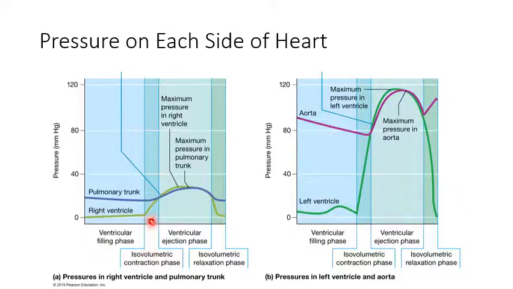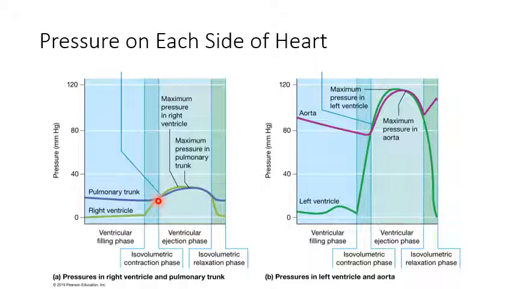Then you have the isovolumetric contraction phase, in which the ventricle contracts and the pressure in the ventricle rises. So first it's going to rise above the pressure in the atria, meaning that the AV valve will close, and then it's going to continue to rise, but it will not get as high as the pressure in the pulmonary trunk. Actually, at the very end of the isovolumetric contraction phase, the pressure in the ventricle equals the pressure in the pulmonary trunk, which means that the SL valve is going to be closed throughout this phase.